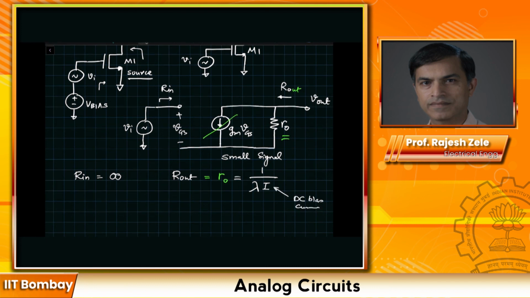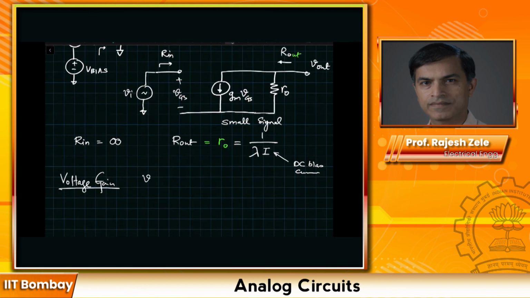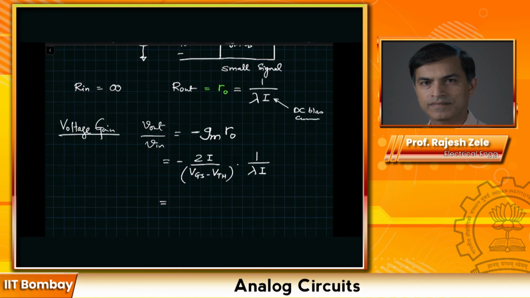What is the voltage gain of this amplifier? It is V out divided by V in, and that is equal to minus gm times R out. What is the value of gm? 2I divided by VGS minus VTH, and R out is given by reciprocal lambda I. So this will be minus 2 divided by lambda times VGS minus VTH. The interesting aspect here is that the voltage gain of a MOSFET amplifier is controllable.